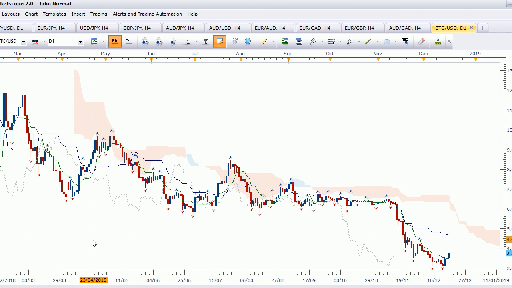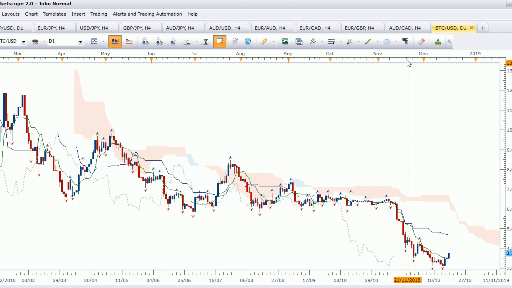What I want to talk about today is trading Bitcoin with Ichimoku. I've had a few people ask me if it's possible to trade Bitcoin with Ichimoku. So I'm going to take a look at the Bitcoin chart and we'll see what trades we could possibly have got using Ichimoku.